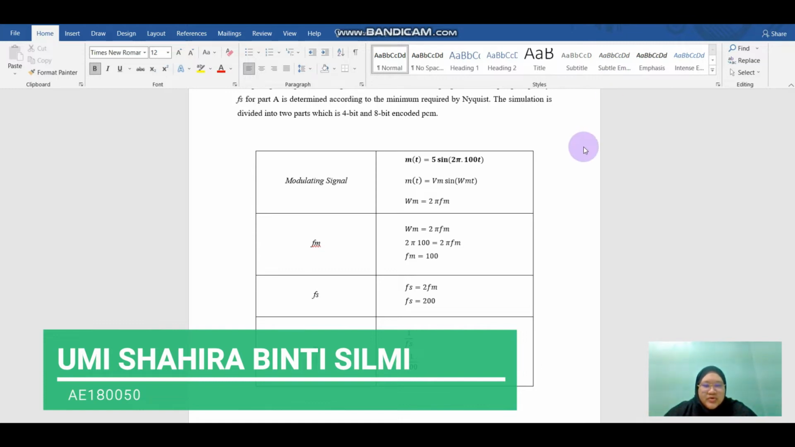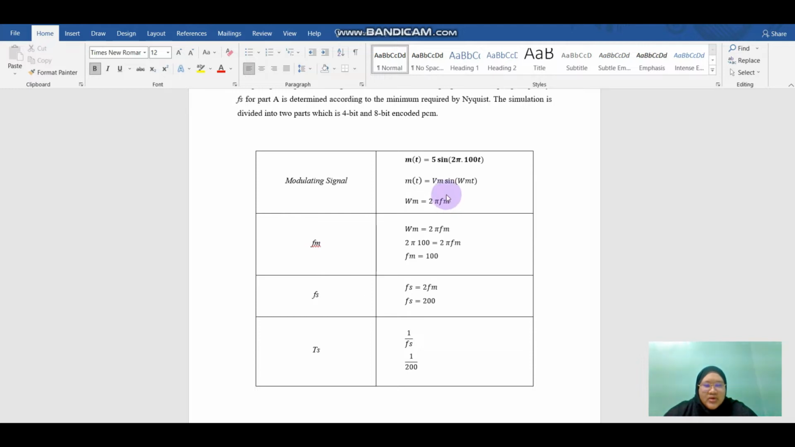I will explain part A. From the modulating signal given, which is 5 sin 2 pi 100t, we can obtain the modulating frequency from this equation. We can know that the fm is 100. The sampling frequency for part A is according to Nyquist, so Fs is equal to 2 fm. So we get the sampling frequency to be 200, and then the period is 1/200.